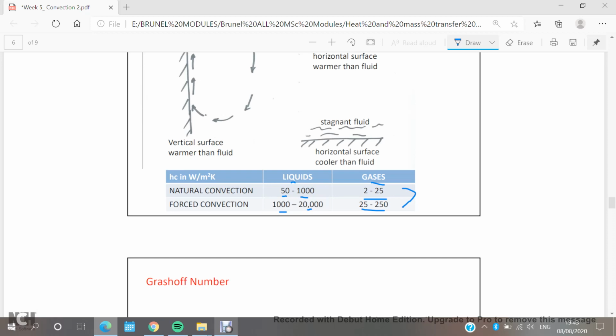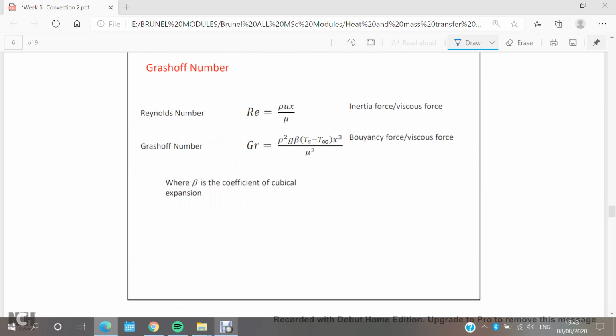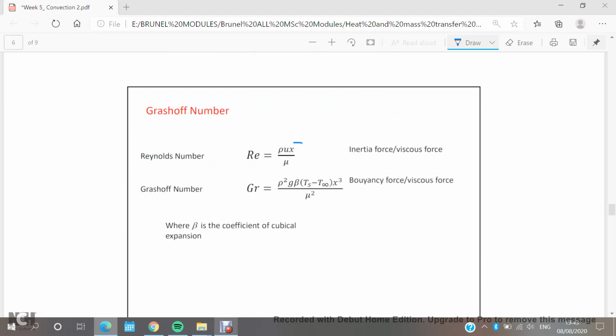Okay, we discussed before the physical meaning of the Reynolds number, which is the ratio between the inertia and viscous force. But now I want to introduce a new dimensionless group, which is called the Grashof number. The physical meaning of the Grashof number is the ratio between the buoyancy force and the viscous force. So here there is a buoyancy force which dominates the natural convection movement.